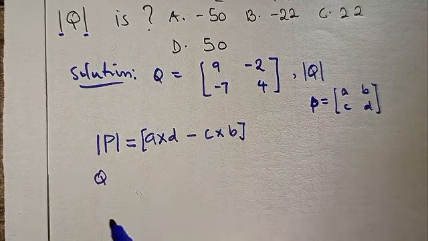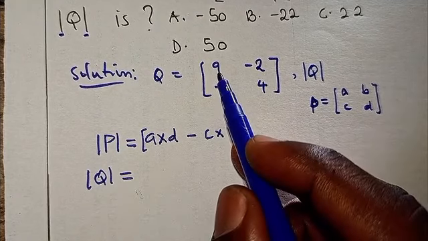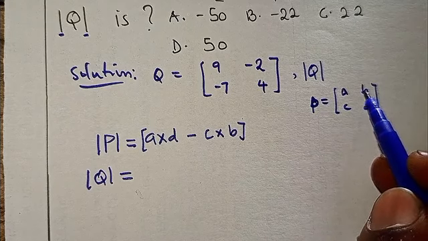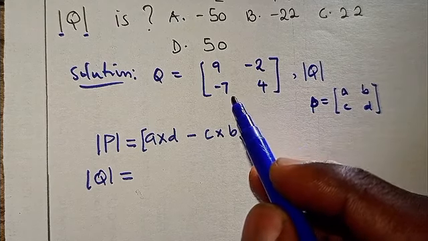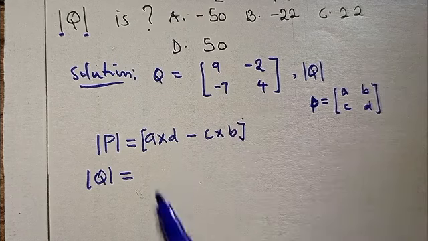For the Q, this 9 is like my A, 4 is like my D, then B here is like minus 2, and minus 7 here is like C. So therefore I'm going to multiply this by this.